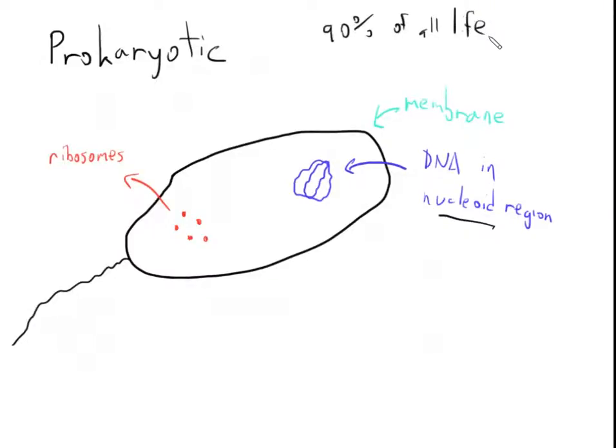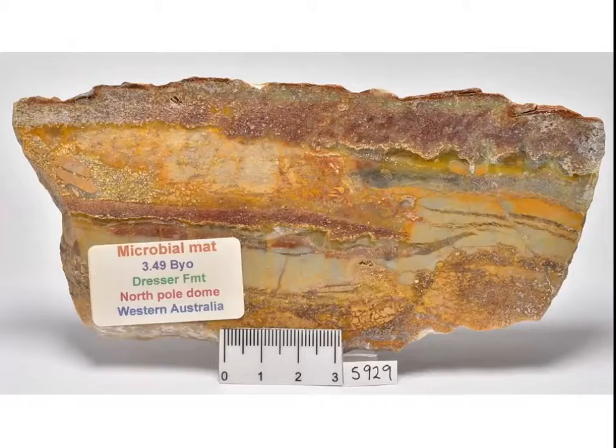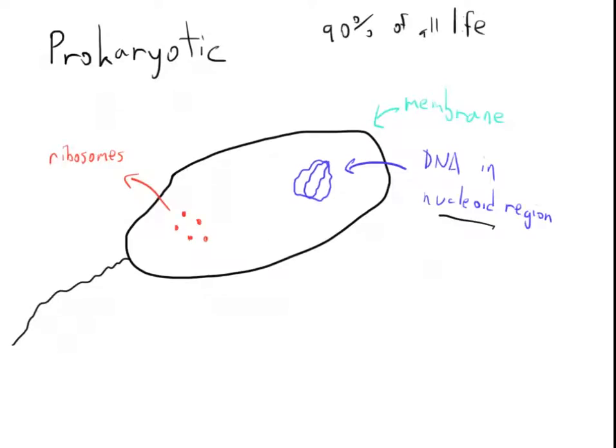And if you go back 3.49 billion years, to that microbial mat that we were talking about, prokaryotic cells would have been 100% of all the life on Earth. Now, one of the limitations of this cell type is that prokaryotic organisms tend to be stuck at being unicellular.